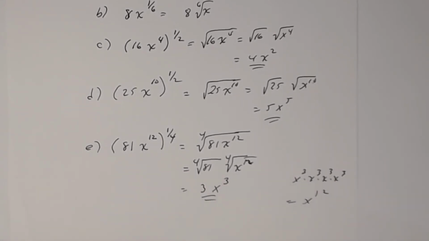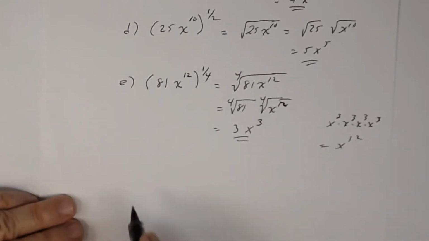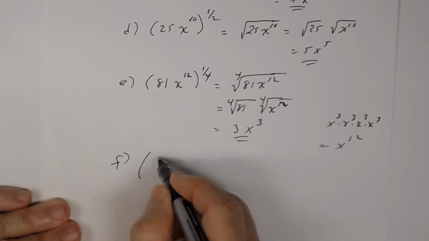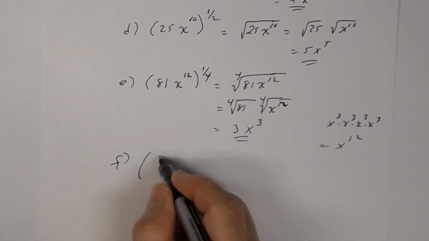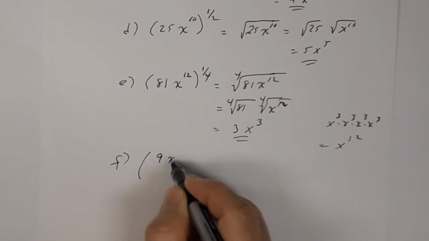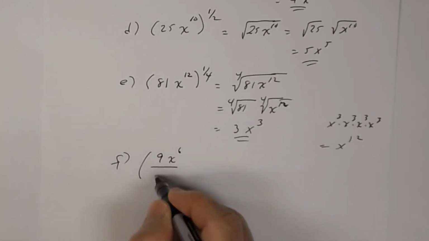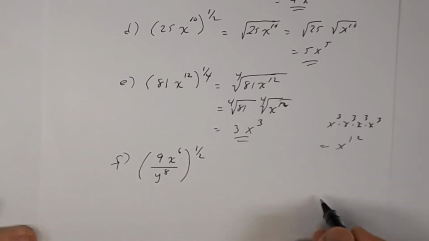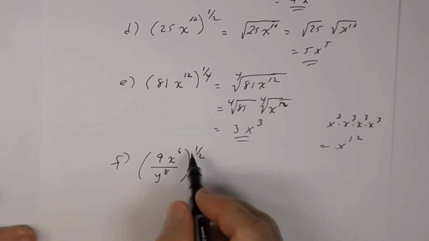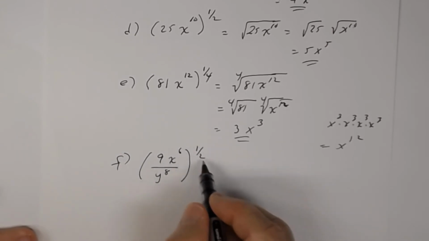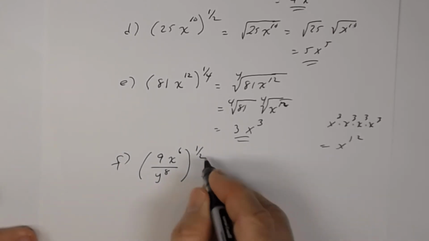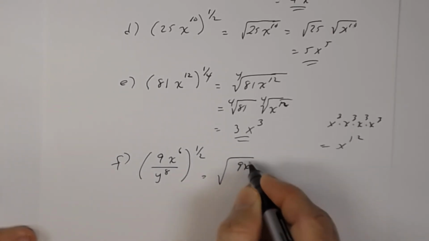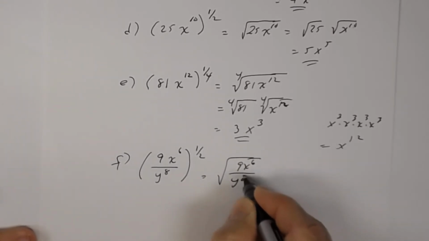So that's that one. All right, and let's do one more, and this is going to be F. Let's say we had 9x to the 6th power divided by y to the 8th power. And let's say that's to the 1/2. And so remember the outer exponent's a rational exponent, so I can rewrite this as a radical. So the index is going to be the denominator, which is 2. So it'll be the square root of 9x to the 6th divided by y to the 8th.